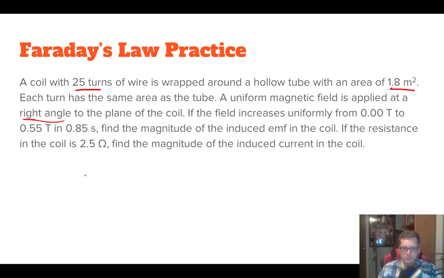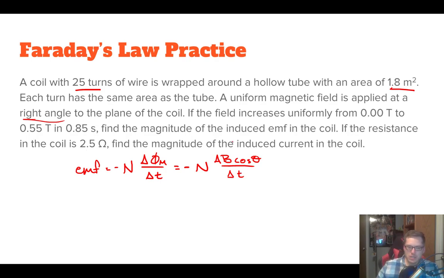All right, so we know that the EMF is going to be equal to the negative N times the change in the magnetic flux divided by the change in time. So that's going to be equal to the negative N times our area times our magnetic field times our cosine theta, divided by our change in time. And really, what we have to do is think about what's changing in each of these things. In this particular case, we only have one thing changing. Our area is constant, but our magnetic field is changing. It's going from 0 to 0.55. So really, we care about the change in the magnetic field. So we can plug that in there.